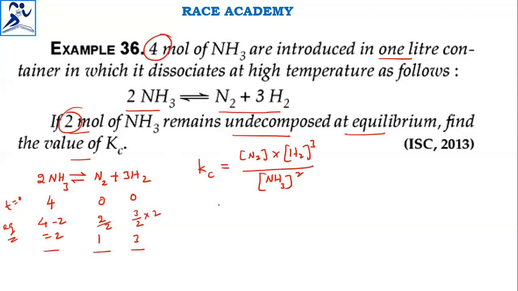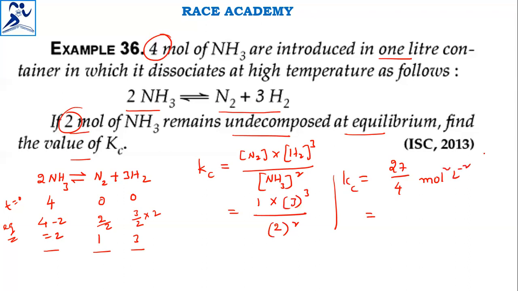And now this N2 concentration we have, that is 1. And H2 concentration we have 3 power 3, divided by NH3 concentration we have, that is 2 power 2. That means 3 cube by 2 square. What is 3 cube by 2 square? The Kc is equal to 27 by 4. The 27 by 4 will be mole square per liter. Mole square per liter is the unit.